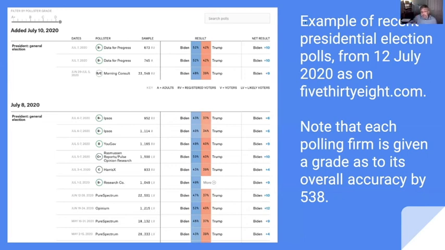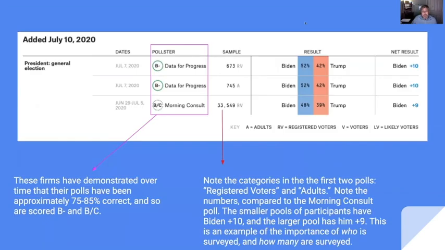Take a minute and just scan through that. Here I've broken it down for you. I would suggest that you pause for just a moment and read these comments. You want to know who is surveyed and how many. Obviously, a survey of 33,000 people is going to be more accurate than a survey of 745.